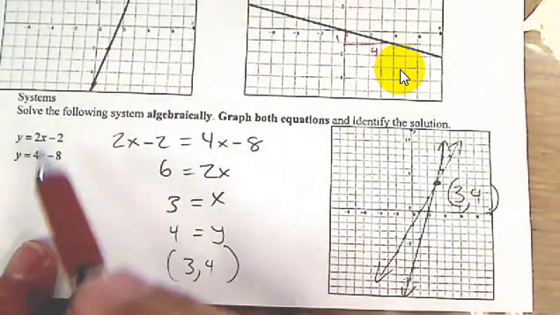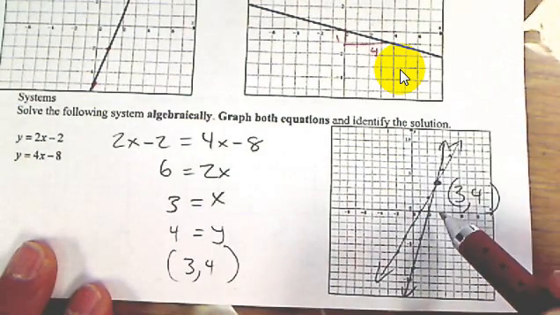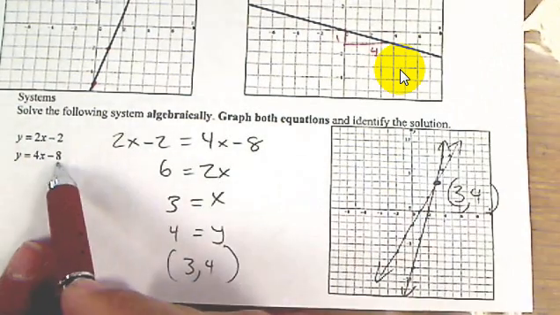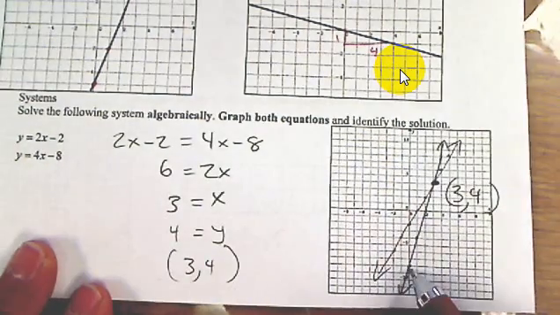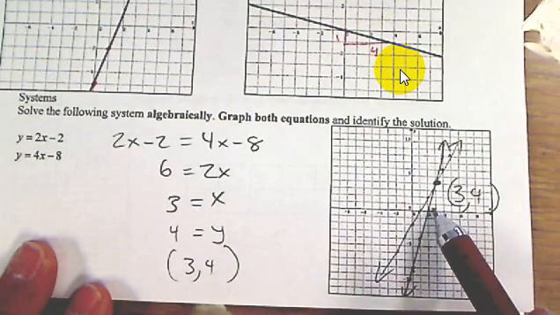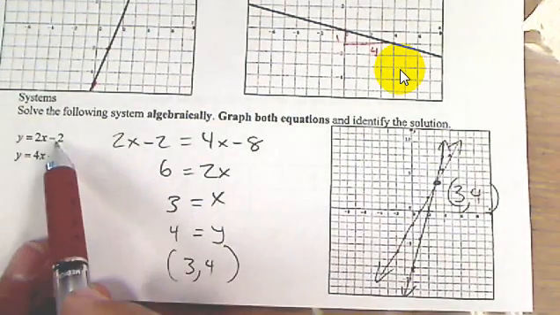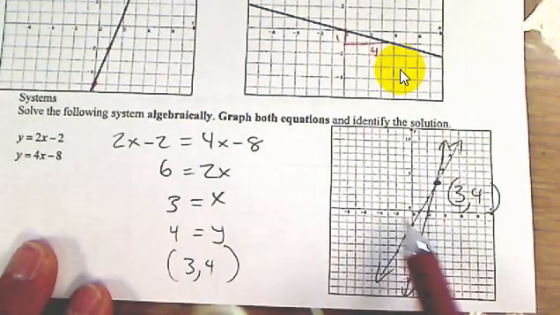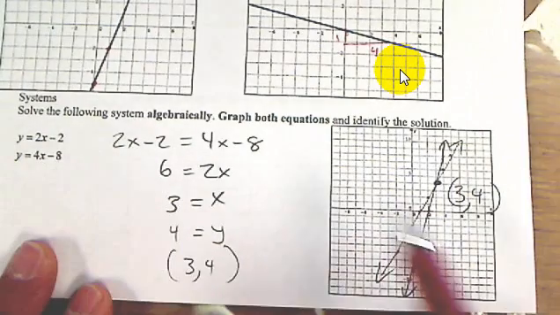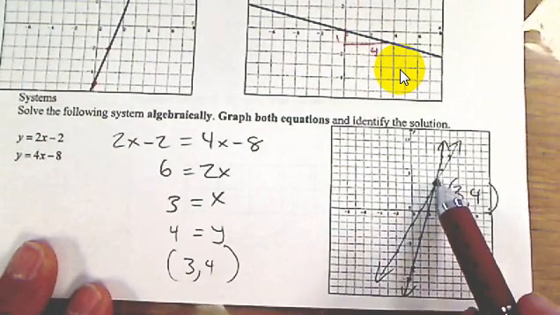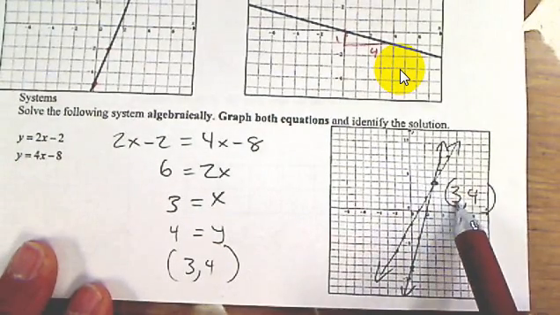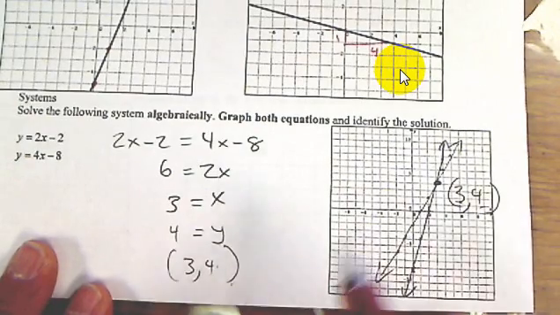So when I graph both lines, they should intersect at 3, 4. Y-intercept's at -8, slope is up 4 over 1, up 4 over 1. Y-intercept's -2, and the slope is 2. Go up 2 over 1, up 2 over 1, up 2 over 1. They hit right there. That's the 3, 4. Same both ways.